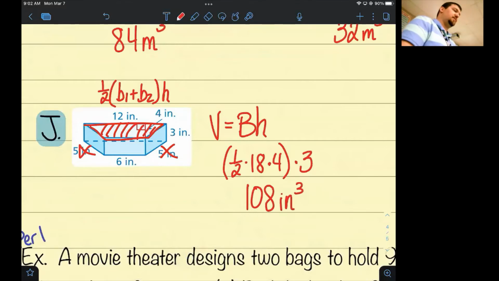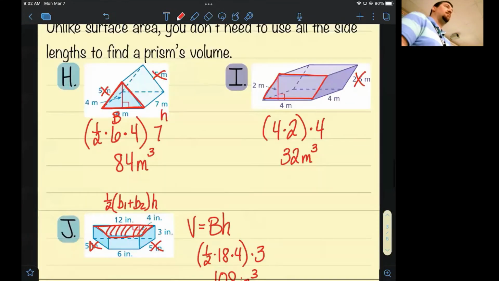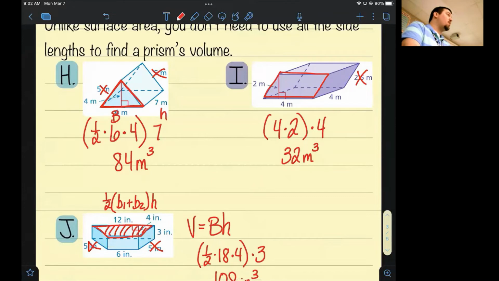Inches cubed. That's right, 108 inches cubed. And by the way, I got these 3 homework problems out of last week's homework, where you would have needed all those sides because you were doing surface area. You don't need them today.